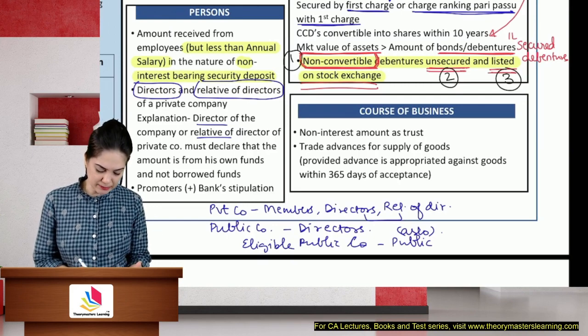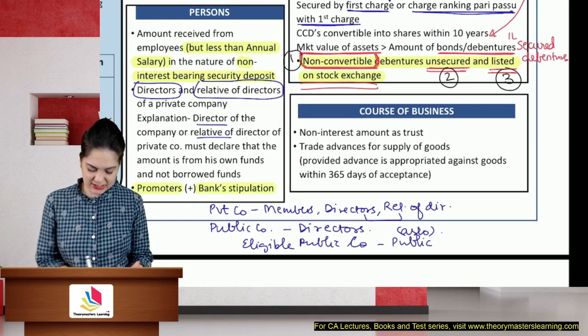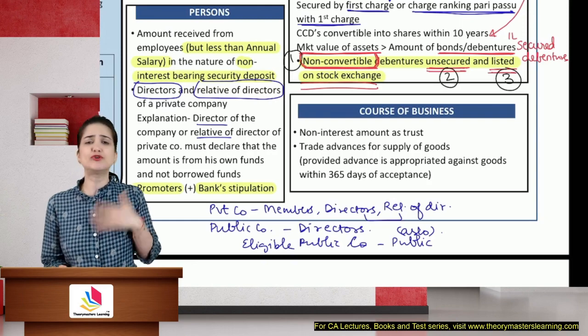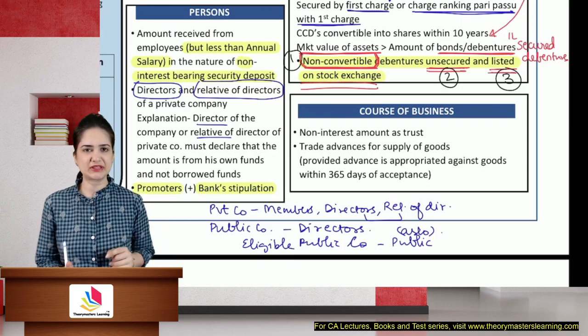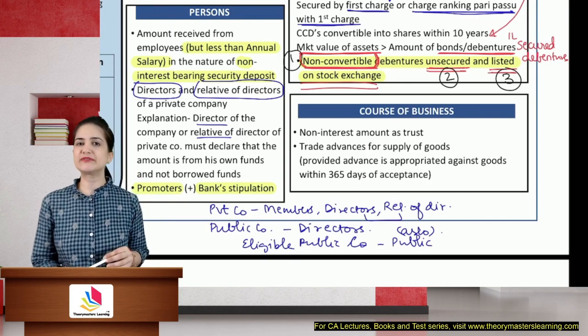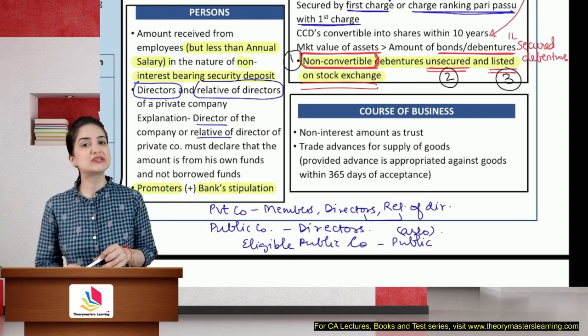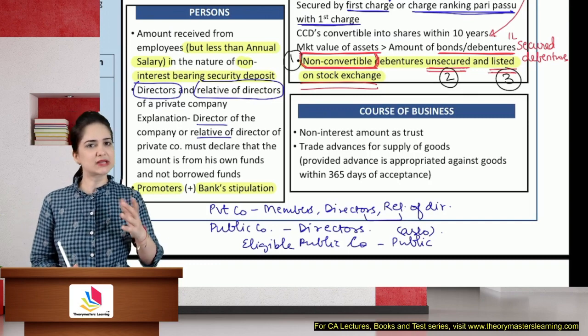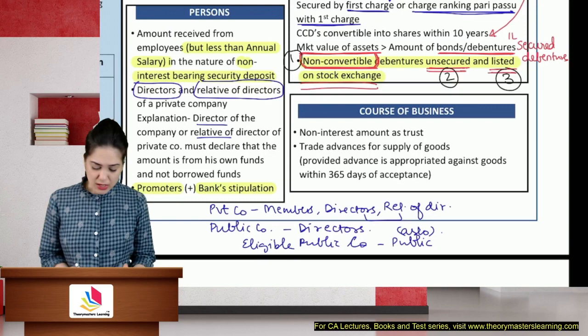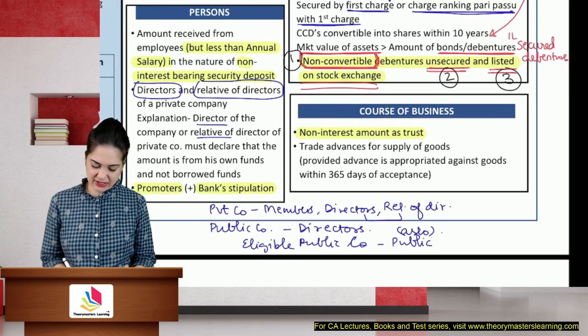Sometimes money is brought in the business by promoters because it is a bank stipulation, it is a bank's condition that we will give you term loan only on the condition that the promoters also contribute some money, they deposit some money in the company. That money which they have received is not considered as deposit. But after the loan is repaid, and if that money is still lying in the company, then that promoter's money is considered as deposit. Non-interest amount which you have received as trust.